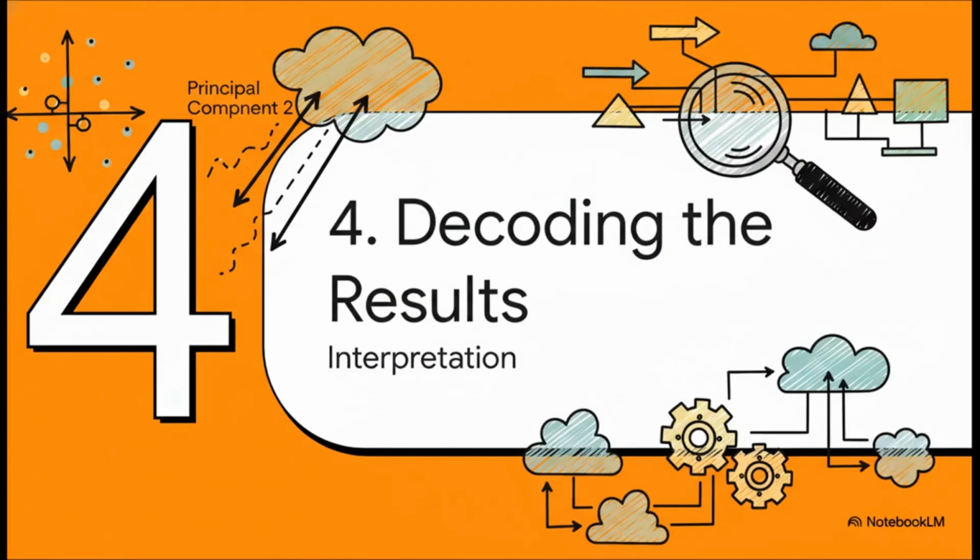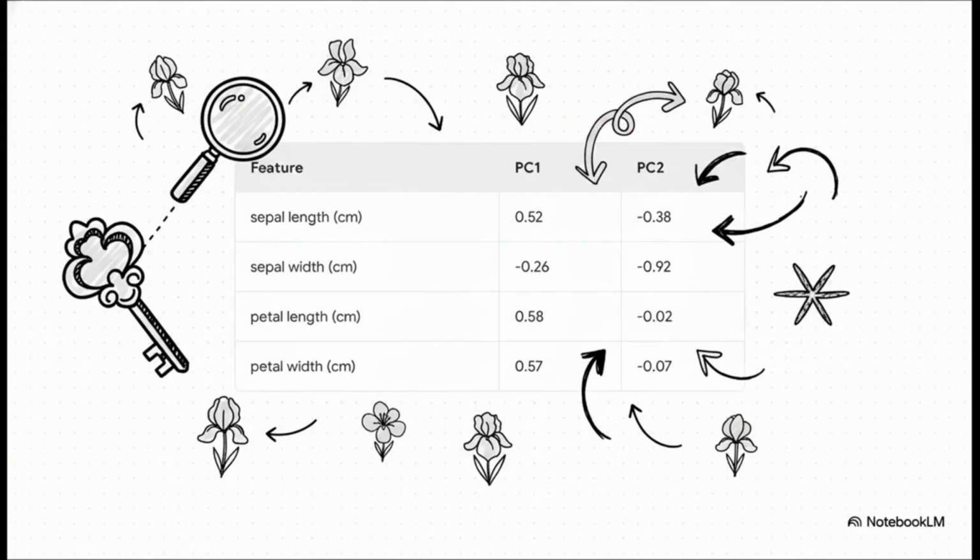Okay, great. So we have this really neat 2D plot. But what do principal component 1 and principal component 2 actually mean? They're not just random labels. This next step, interpretation, is absolutely crucial. So how do we figure this out?